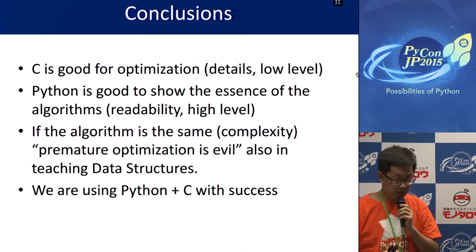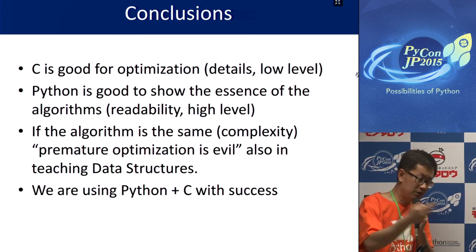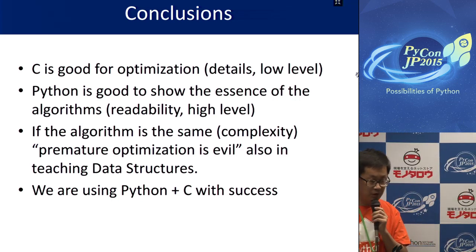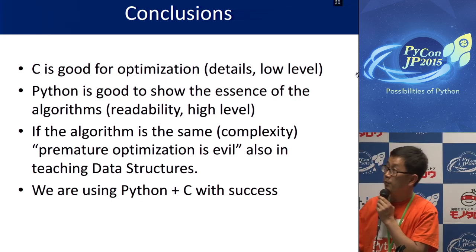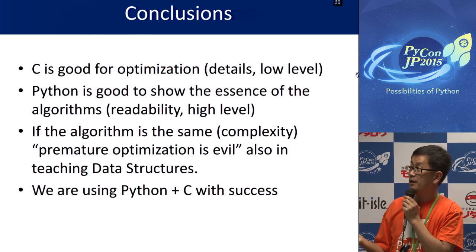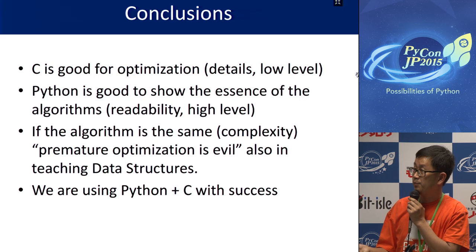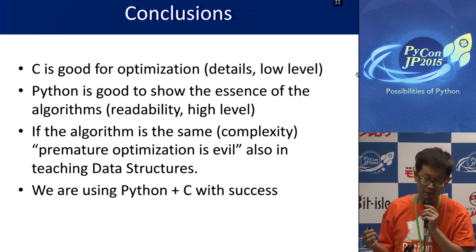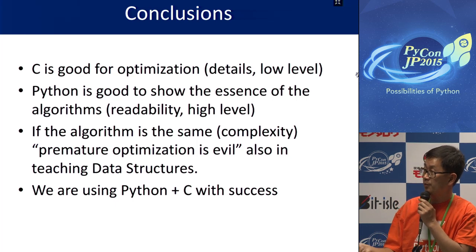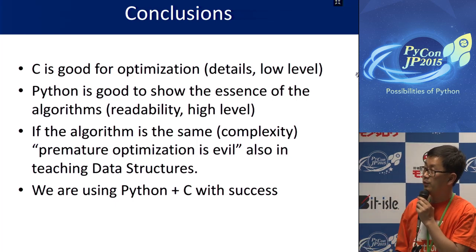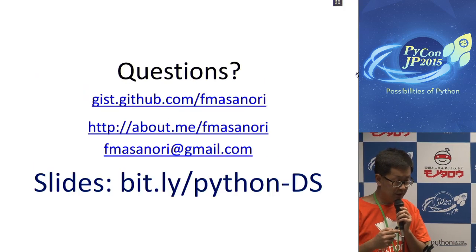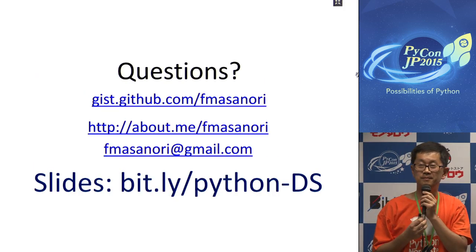And conclusions: C is not a bad language, it's a good language, but it's more for details. Python is good for the essence, but only C is not so good. We are using Python and C with success, and thank you.